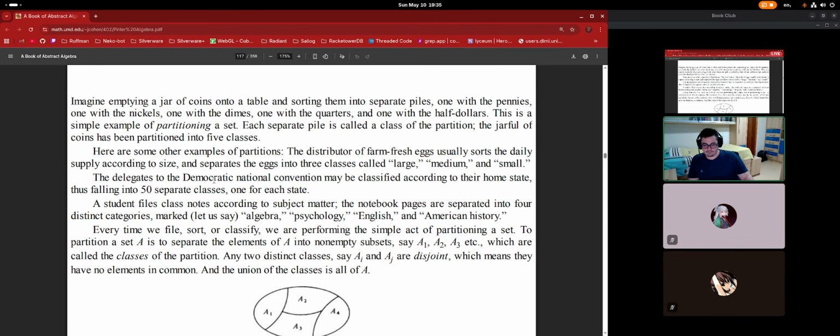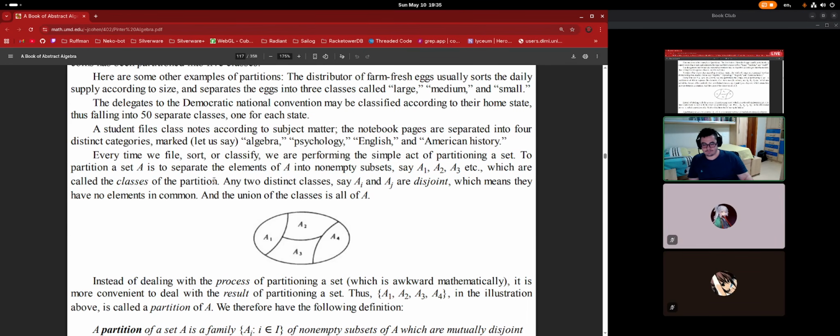So this is essentially like a separation, right? So you are dividing. You have a criteria, which we're going to talk more about later, and then you divide your set into subsets, and they are called classes. But these subsets have properties, so that's very important.